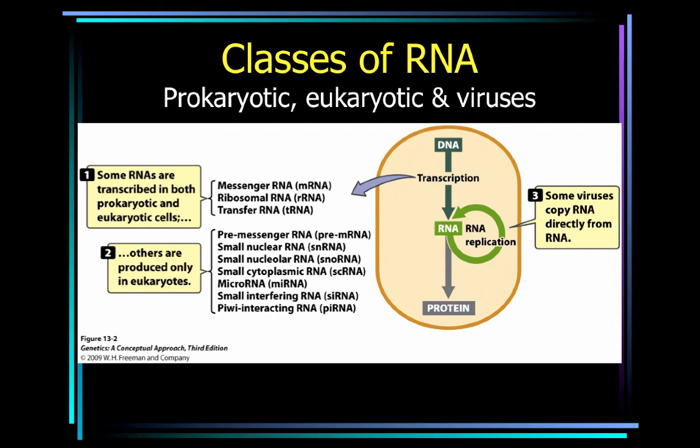So just keep in mind the ones we're going to concentrate the most on are messenger, ribosomal, and transfer RNAs, and those are going to be in both our prokaryotic and our eukaryotic cells.